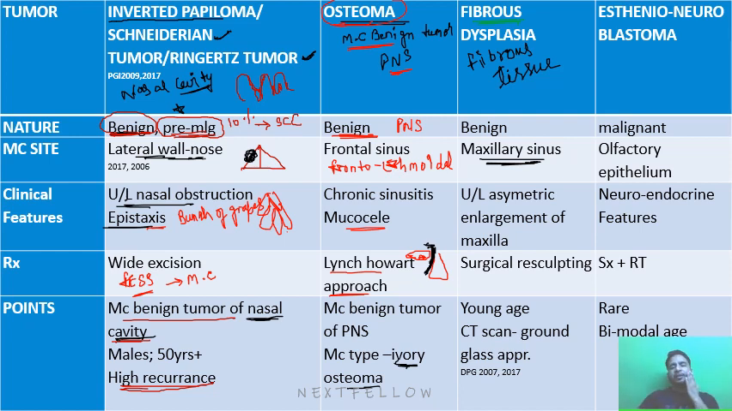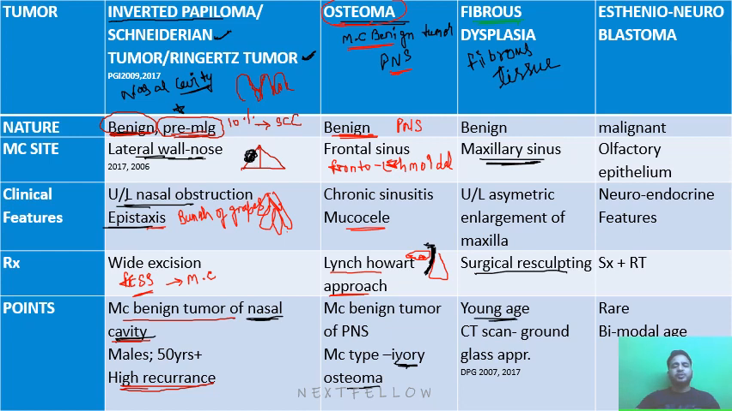And what is the treatment? Treatment is surgical excision and resculpting. That means we can't leave the wound. We will remove the maxillary bone, so we can't leave the wound. So we have to again do some sort of plastic surgery, take out a flap and reconstruct that area. So treatment is surgical resculpting.